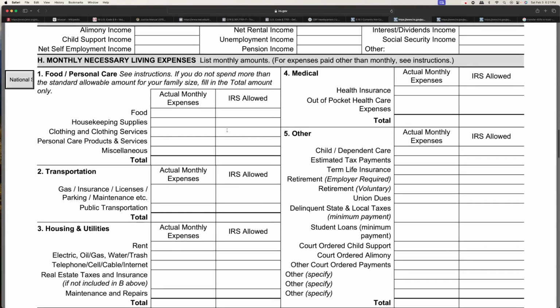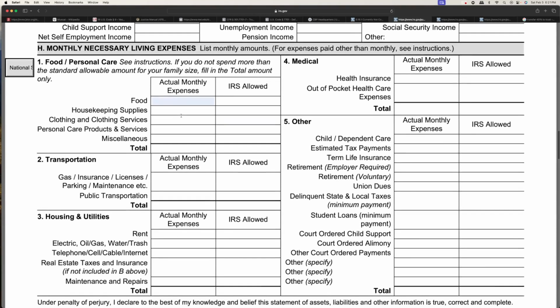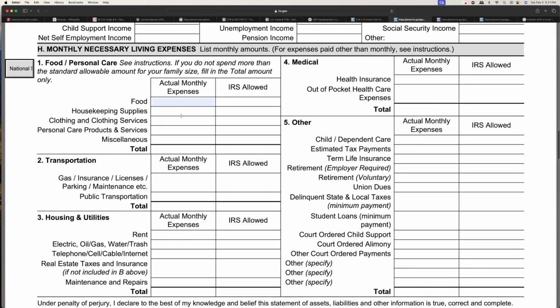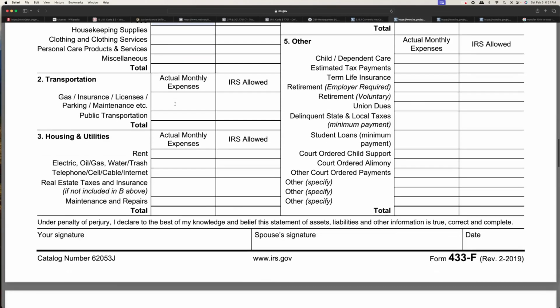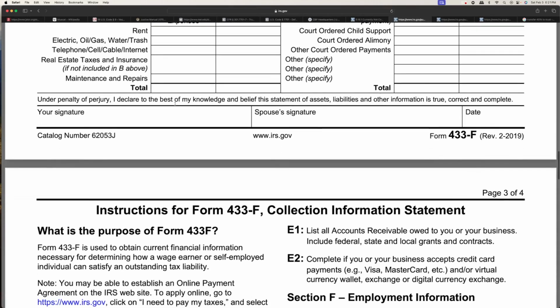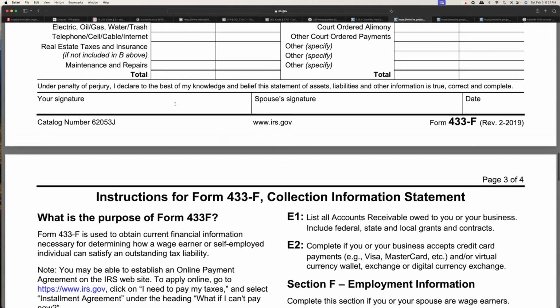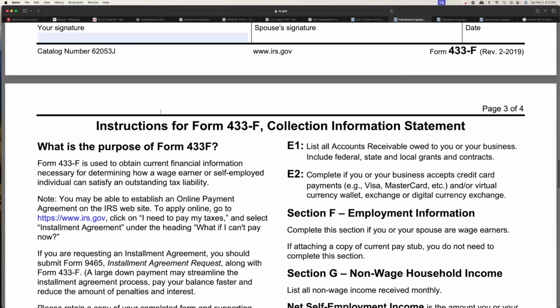Monthly necessary living expenses. This is none of their business. NA, NA, NA. I want you to sign, but make sure when you sign, without the US, put in brackets 28 U.S.C. 1746, subsection 1, end bracket. Okay?